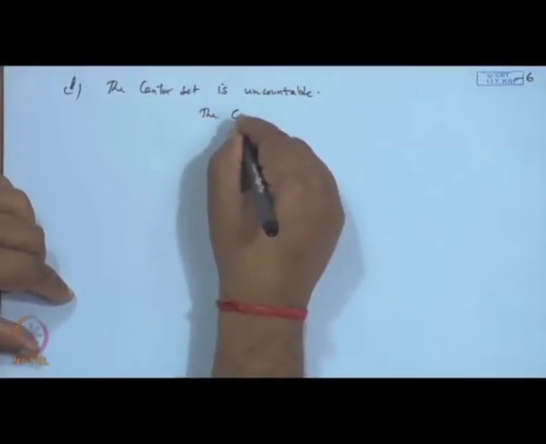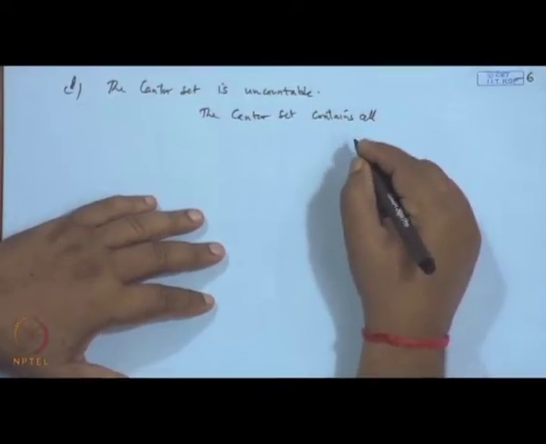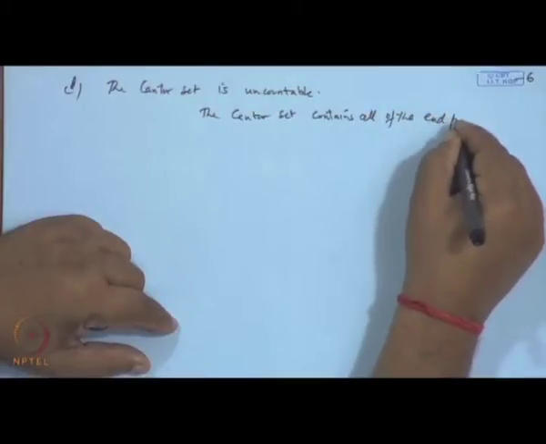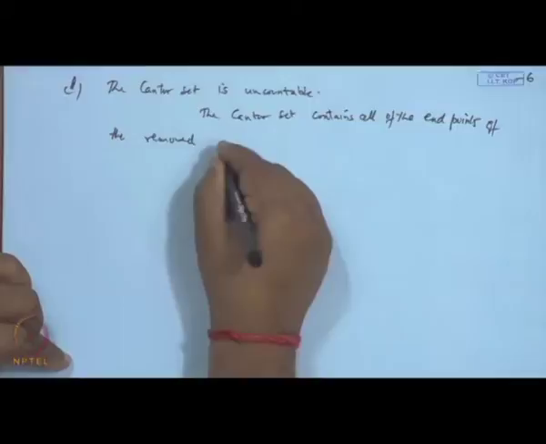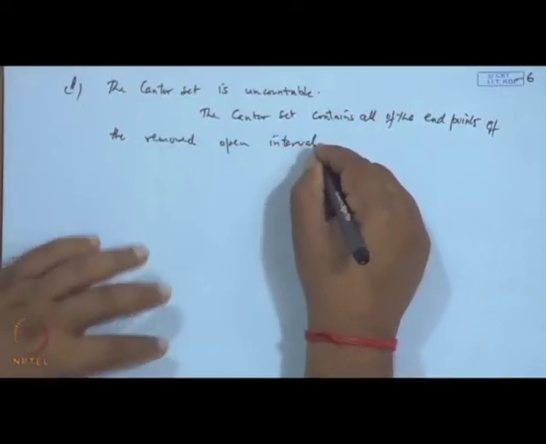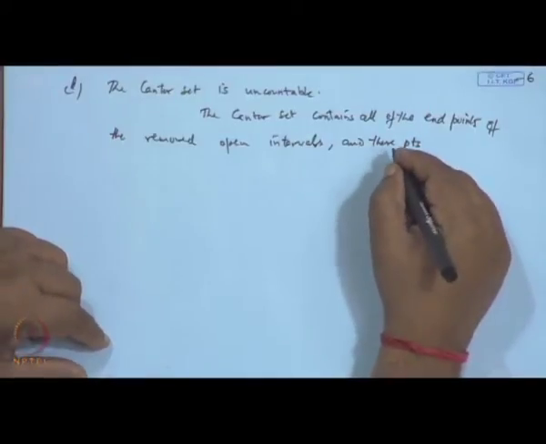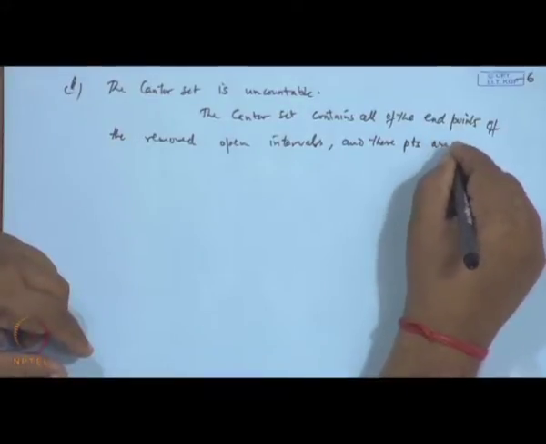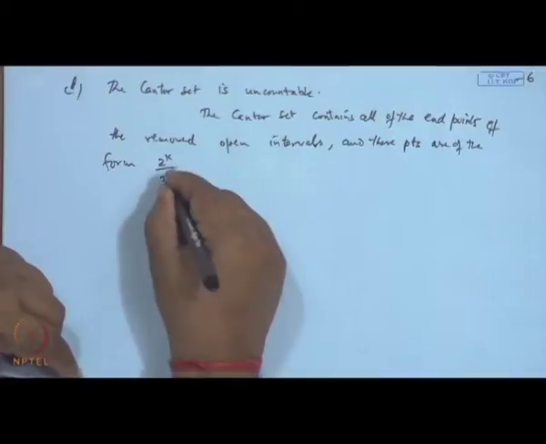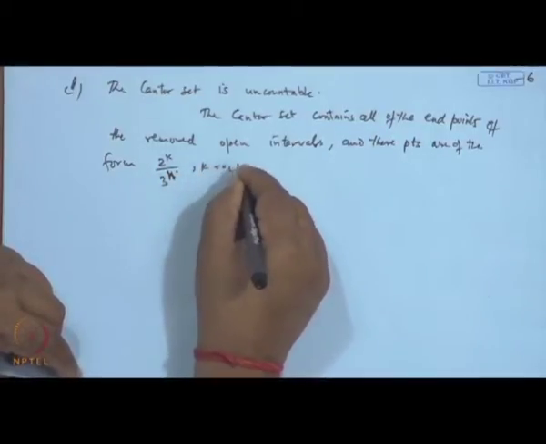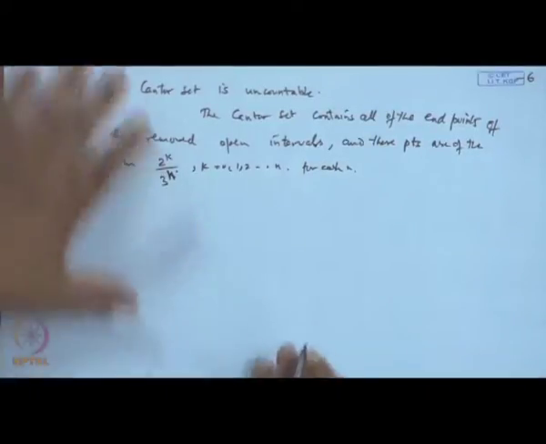As we have seen, the Cantor set contains all of the endpoints of the removed open intervals, and these points are of the form 2^k over 3^n, where k is 0, 1, 2 up to n for each n. The collection of these points is the Cantor set.